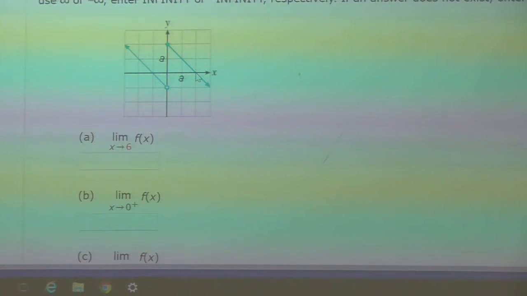Means what is the height approaching? If you played that game, what would you guess? So 0, right? You're giving it closer and closer to 0 on this side, closer and closer to 0 on this side, you would guess 0. Right? So the answer is 0.